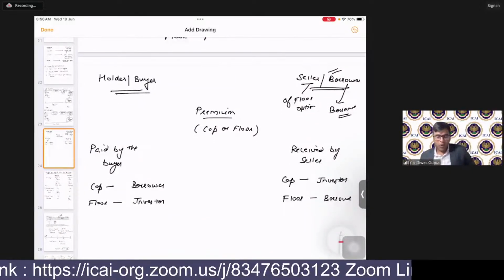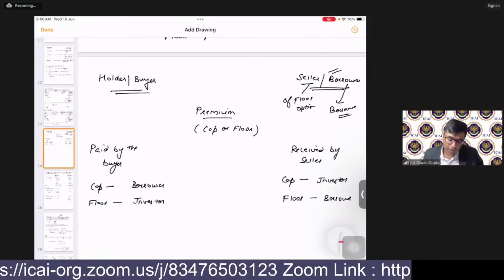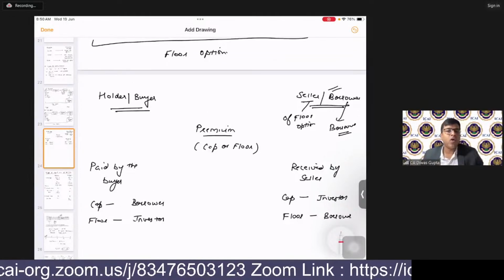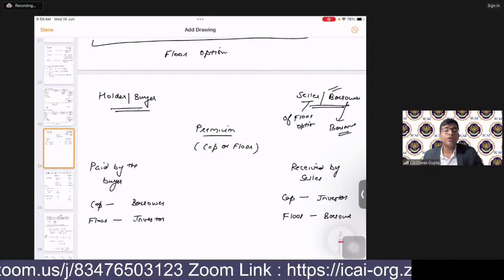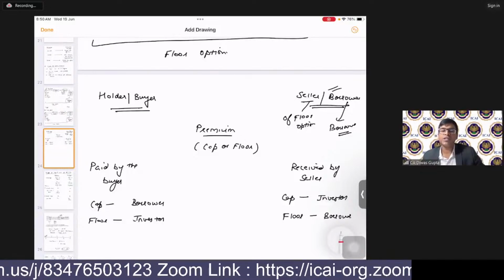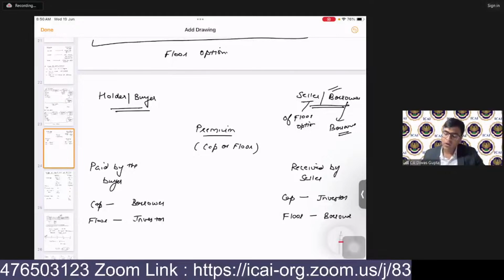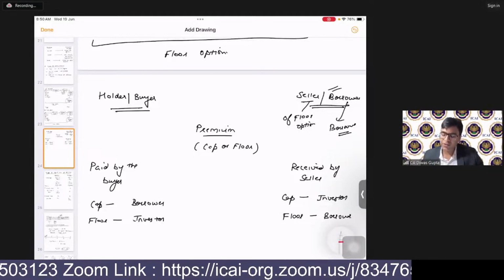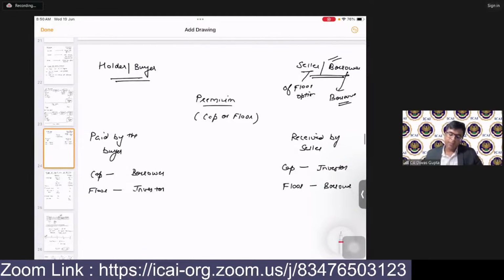Okay. So there is a holder or buyer, and there is a seller or borrower. The holder or the buyer of the cap and floor will have different positions as a borrower or investor, that we will discuss now, right? Similarly, the seller of the floor option or the borrower will have a different position.